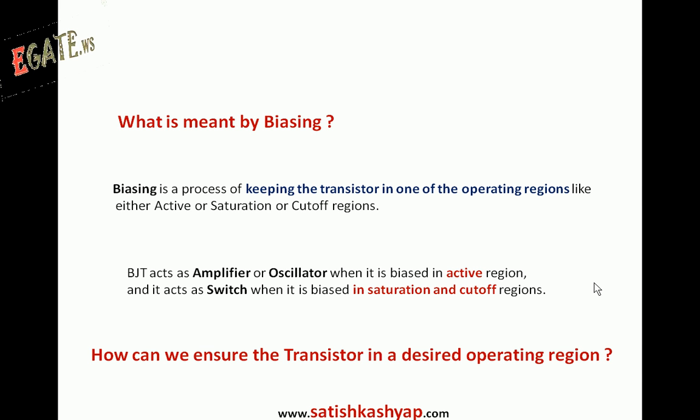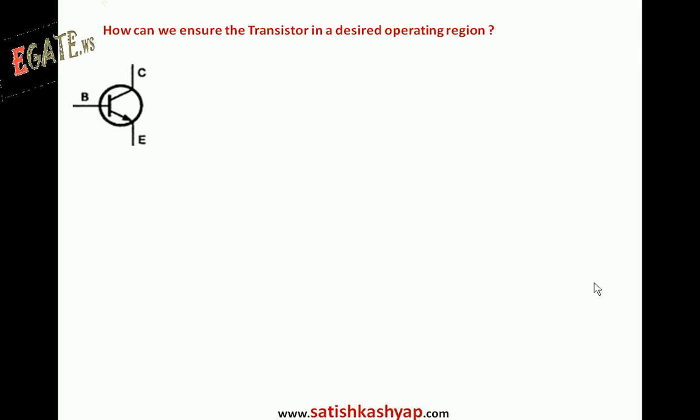So how do we ensure the transistor is in a desired operating region? We know that every transistor consists of two junctions: the emitter base junction and the collector base junction. A PN junction is simply a diode, which can be either forward biased or reverse biased by applying a voltage across it. So when there are two junctions, there are four possibilities: both may be forward biased, both may be reverse biased, or one may be forward biased while the other is reverse biased.